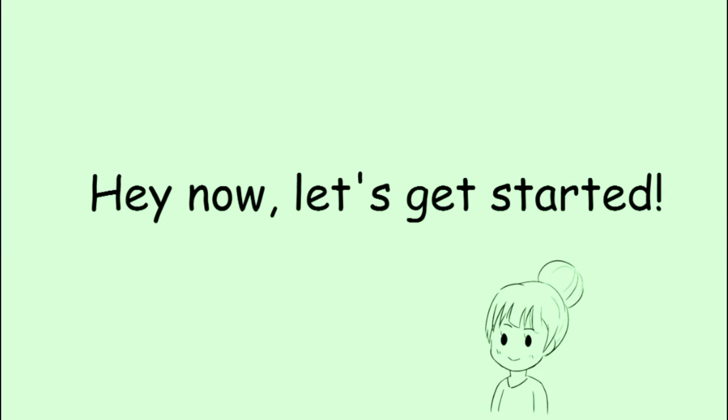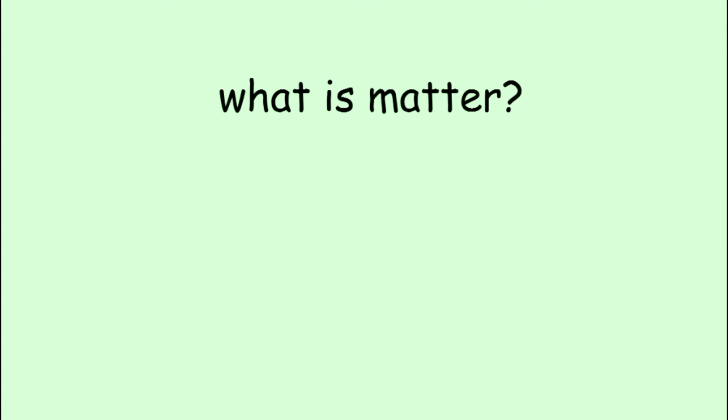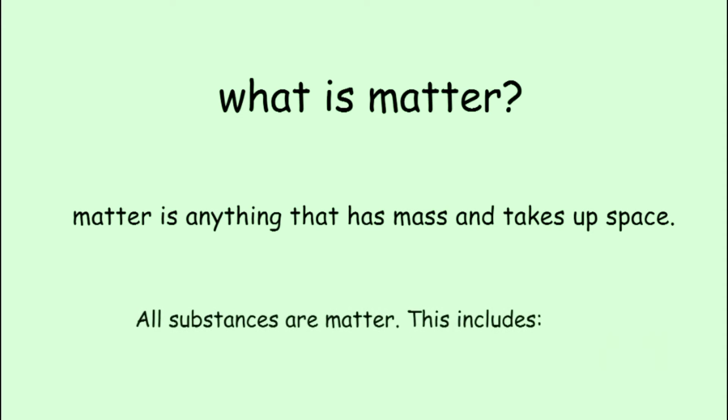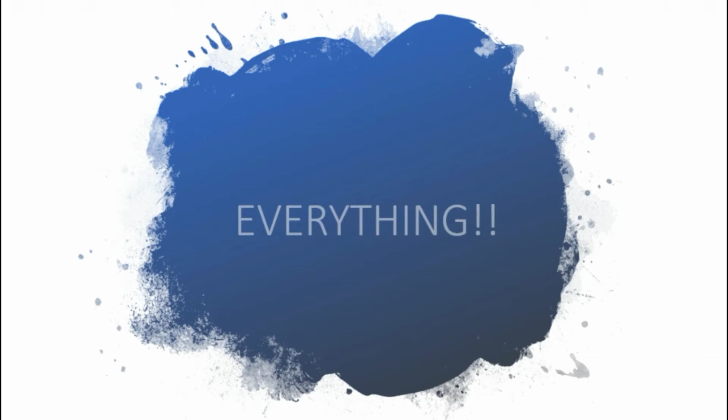Now, this video is about kinetic particle theory. But first, let's start with the nature of matter. Okay, so what is matter? Matter is anything that has mass and takes up space. So we can say that all substances are matter, and this includes air, water, animals, plants, and mostly everything.